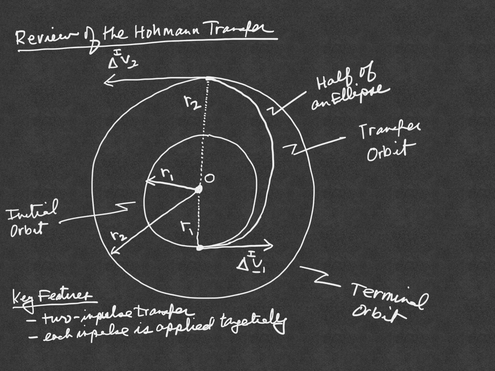But suppose instead of doing it that way, we decided to make that first impulse larger, in such a way that the transfer ellipse actually exceeded the distance of the terminal orbit. Well, in order to do that, we'd have to use more than two impulses in order to get to the final orbit. And that leads us to the bi-elliptic transfer, which is a three-impulse transfer. So the bi-elliptic transfer is a modification of the Hohmann transfer. It's a three-impulse transfer, and it looks as follows.